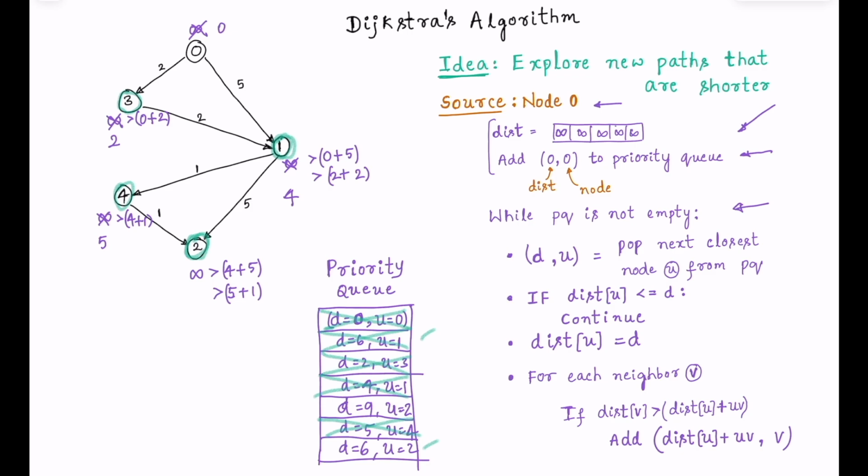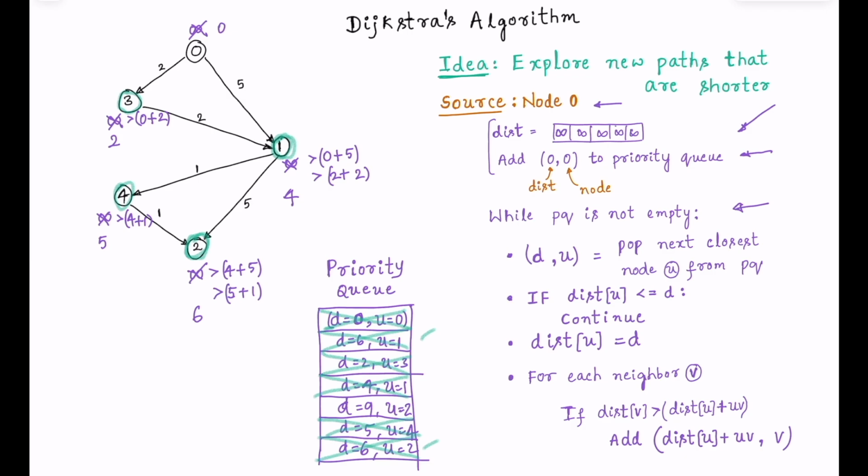Next we pop a node again from priority queue, which is node 2 at distance 6. Node 2 is at distance infinity, so we update the distance to 6. Node 2 does not have any neighbors, so we continue with popping node from priority queue.